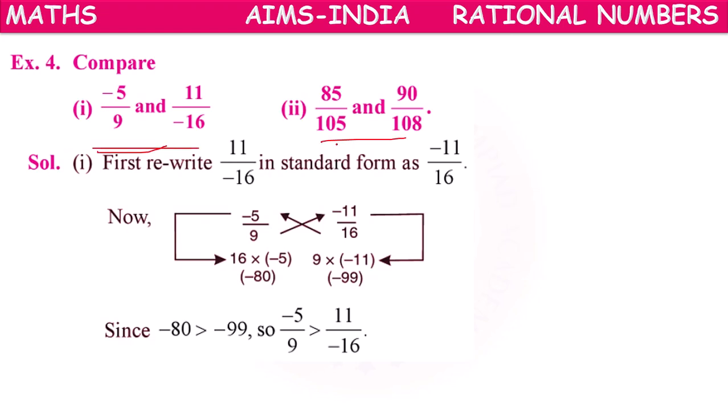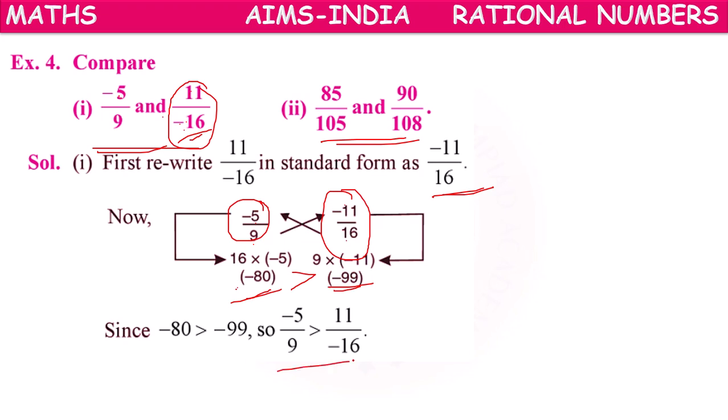These examples also. Minus 5 by minus 16... here we have to write it in standard form. Minus will go up; the denominator should never have a minus sign. So minus 11 by 16. Minus 5 by 9 and minus 11 by 16. Minus 5 into 16 is minus 80, minus 11 into 9 is minus 99. Minus 80 is greater than minus 99.